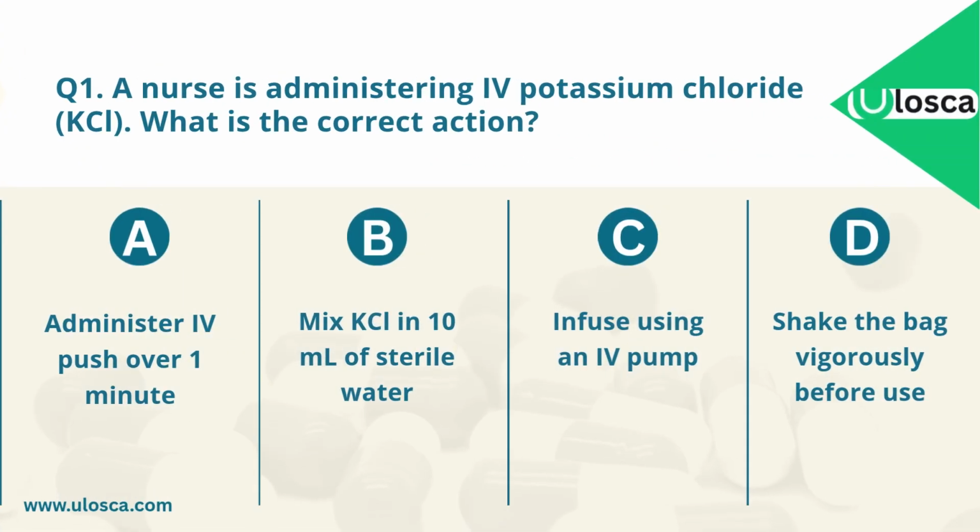Question 1. A nurse is administering IV potassium chloride. What is the correct action? A. Administer IV push over 1 minute. B. Mix KCl in 10 milliliters of sterile water. C. Infuse using an IV pump. D. Shake the bag vigorously before use. Which one is the correct answer?